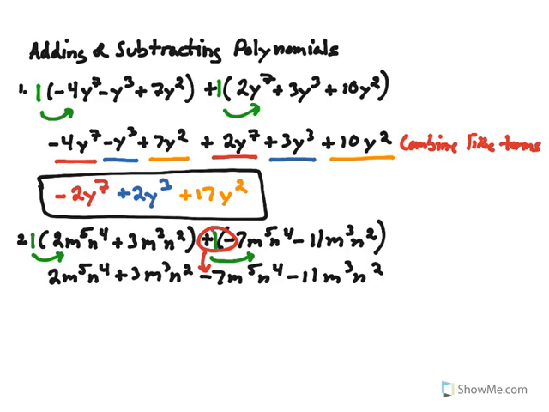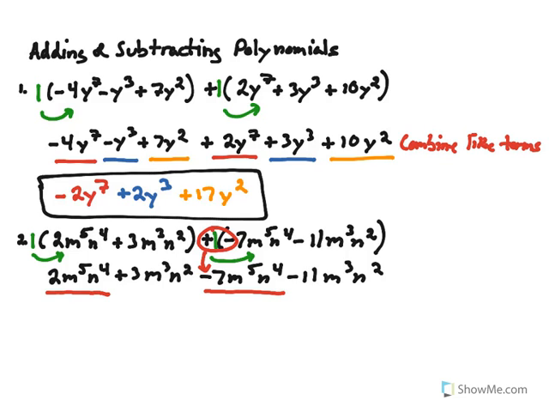Now when you combine like terms with multiple exponents and variables, you have to make sure that each variable has the same exponent. So let's start with the first term, 2m to the 5th power and n to the 4th. We need to find other terms that have m to the 5th and n to the 4th together. We have 2m^5n^4. We also have a minus 7m^5n^4. You notice the exponents with the m's are 5 and the exponents with the n's are 4.